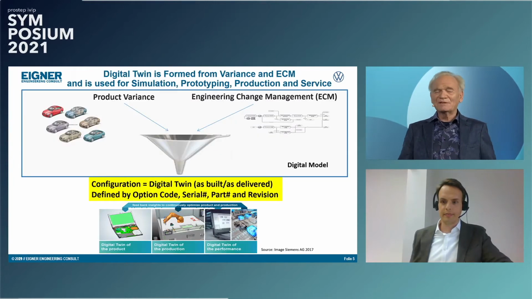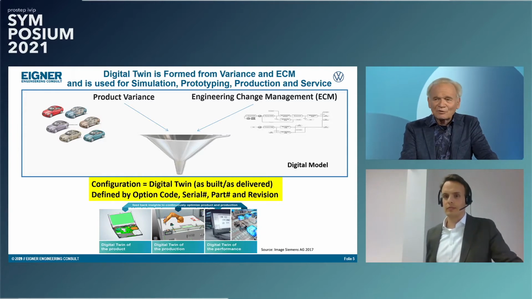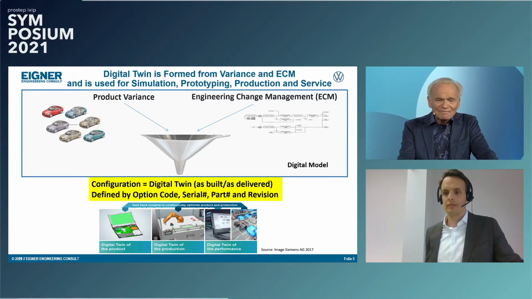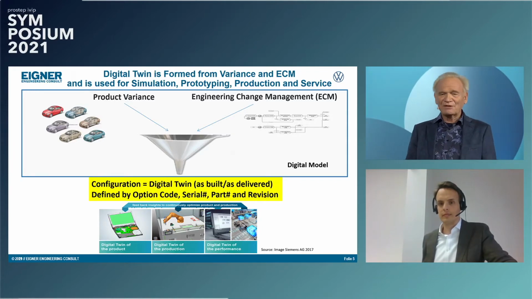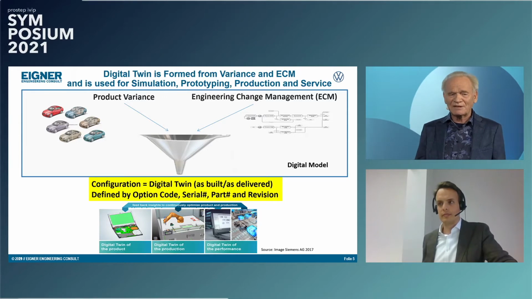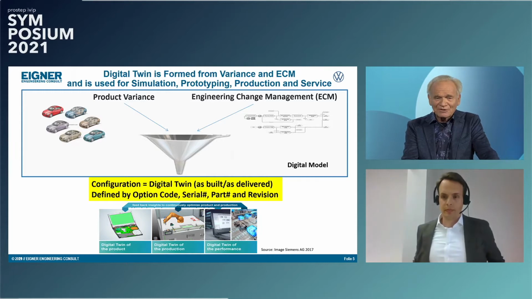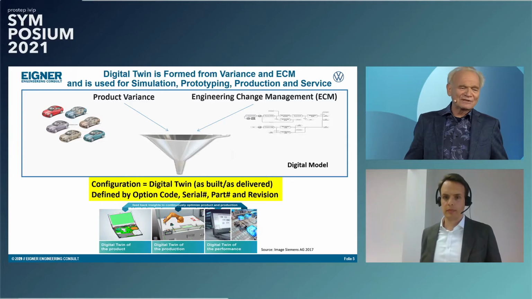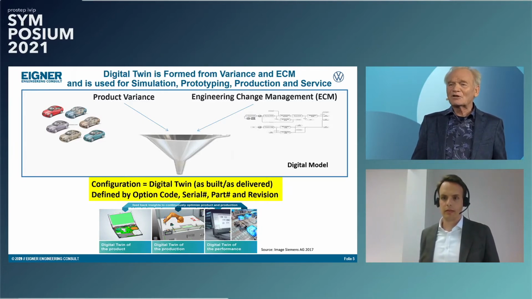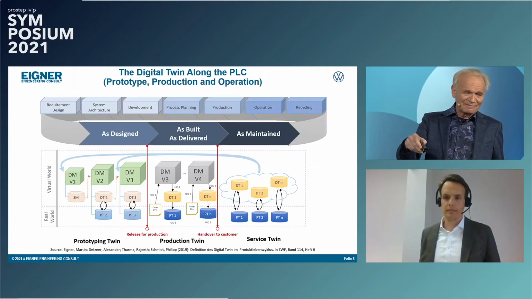The third statement, very easy. If you have a product based on variation, typically in the automotive industry and aerospace industry, the digital twin is configured out of the product variation based on the option code you have selected as a customer and the actual status of the engineering change management, so the actual configuration. The identification of the digital twin is very easy. It's the selected option code, the serial number, the part number, and the revision. That's the unique identification of the digital twin.